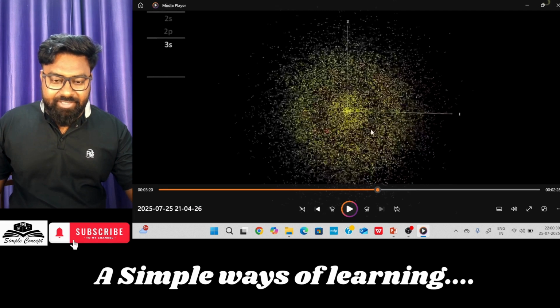You actually see this is very dense. So here two radial nodes are present in between these lobes. So this is basically the 3s model.